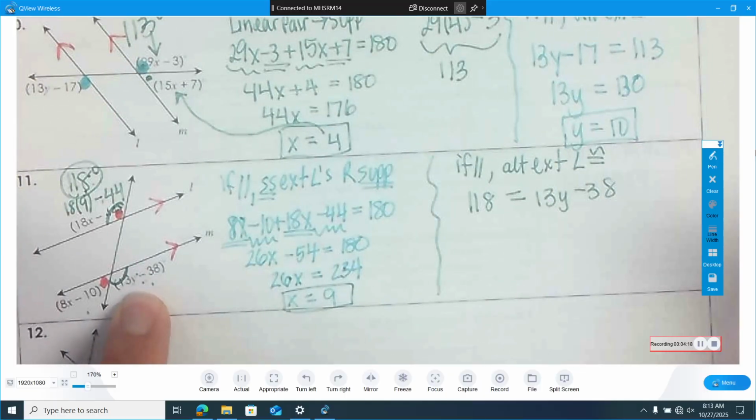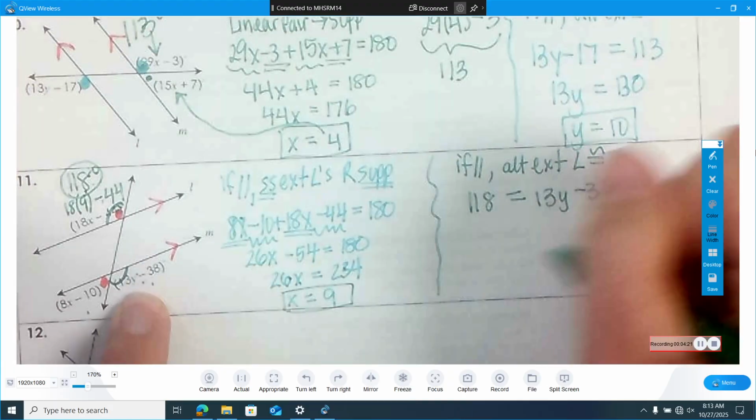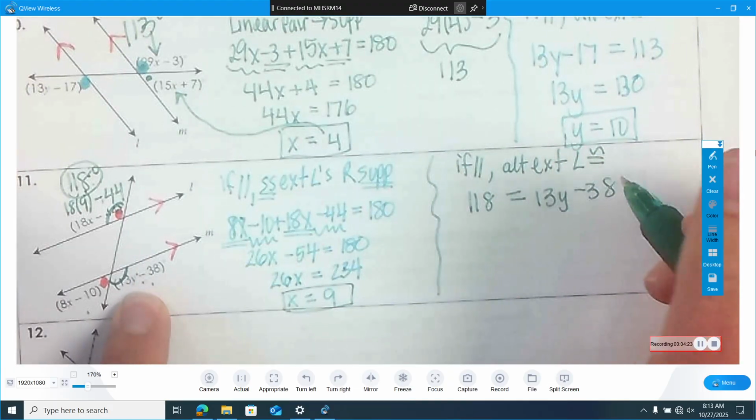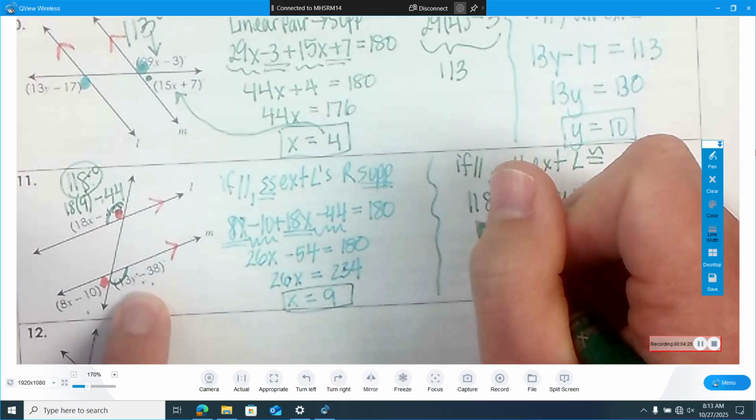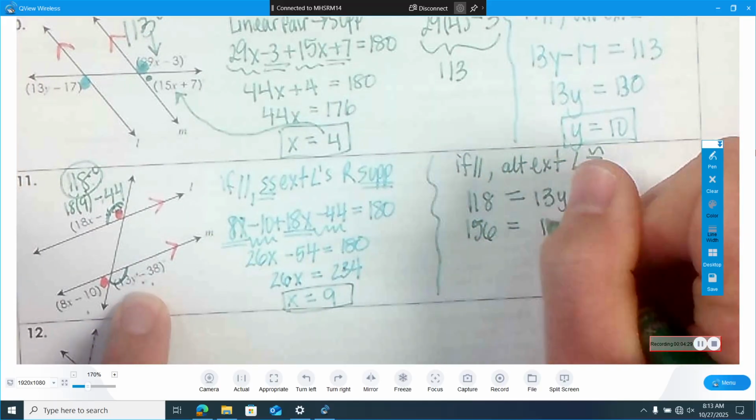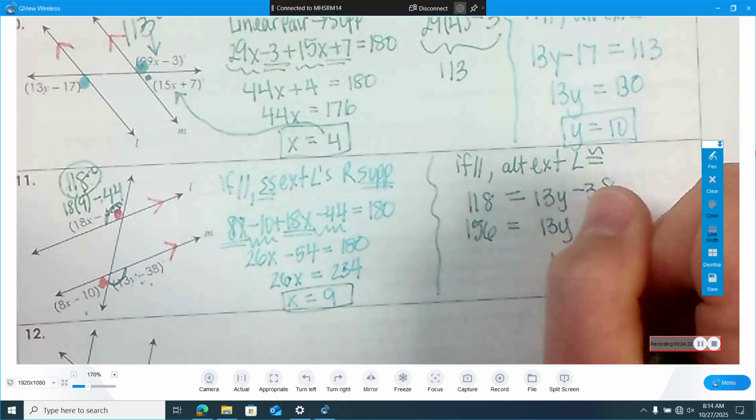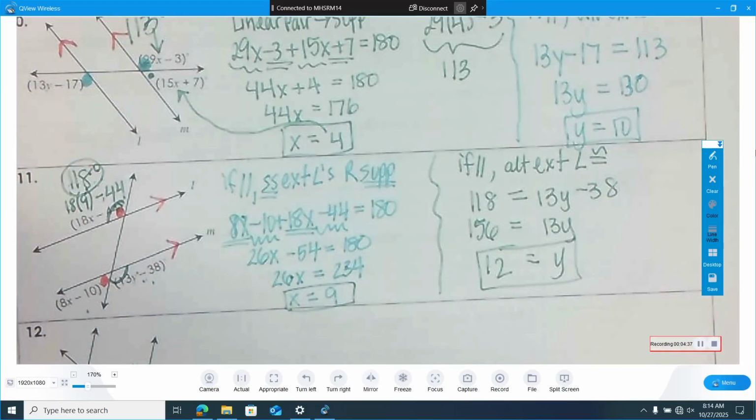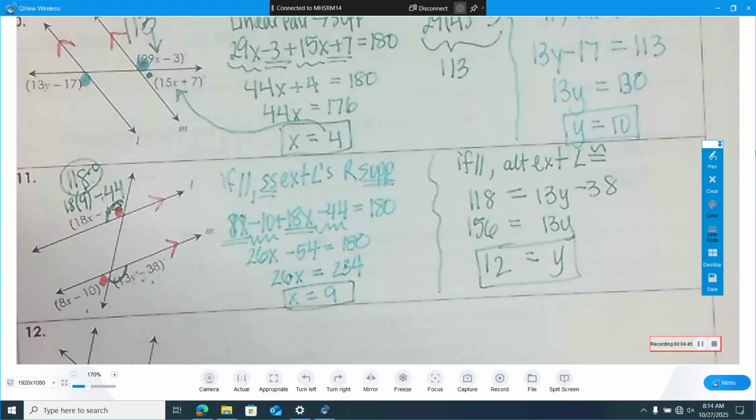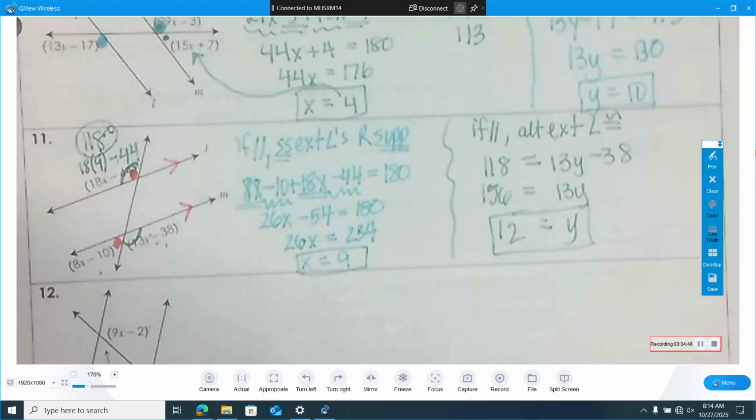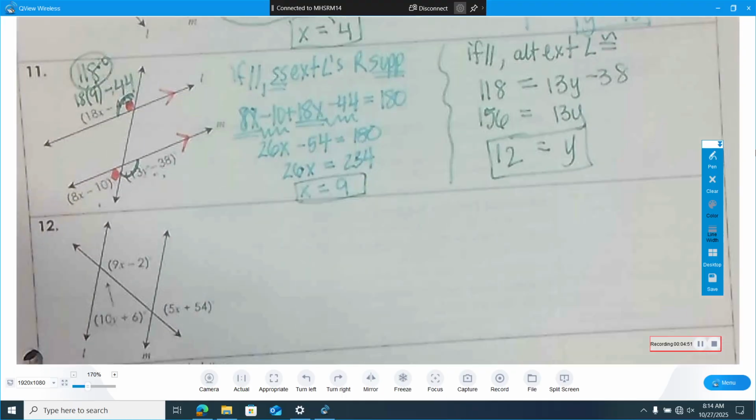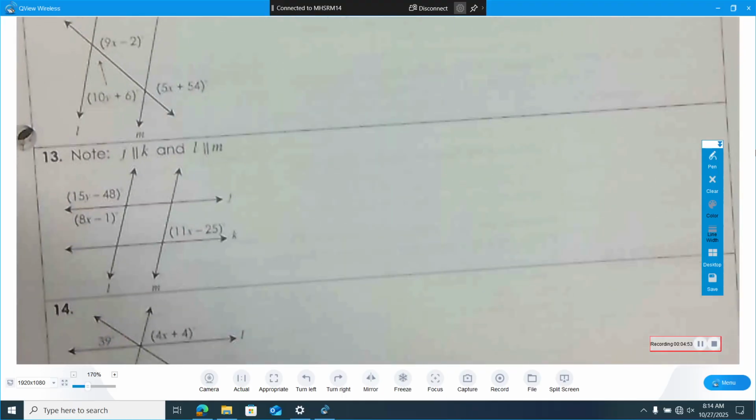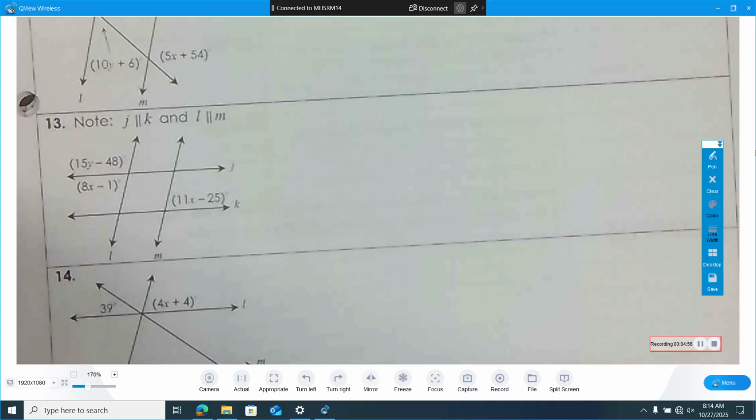All right. And then I need to do what? Add 38. What is that? 48, 56. 156. Oh, good. Equals 13y. And then divide by 13. And we get 12. All right. Questions on that one? Cool. Let's see. Let's skip down to 13, 14, 15 here. Let's see what's going on there.